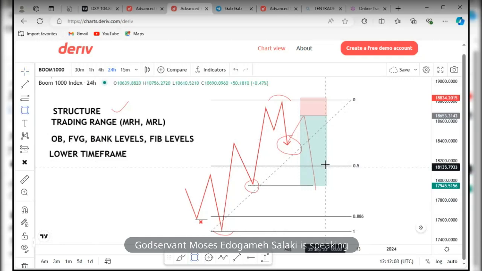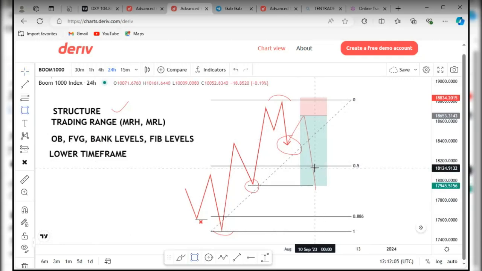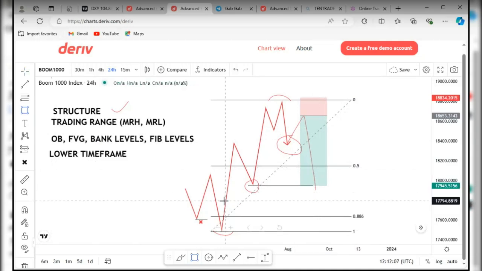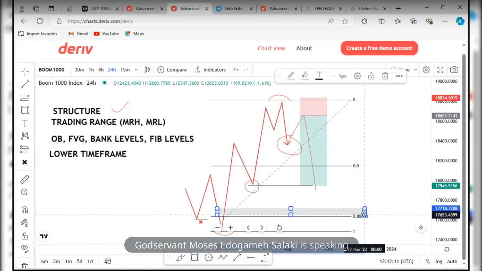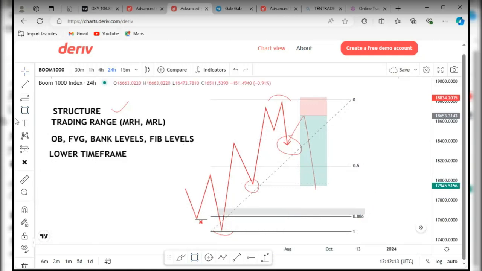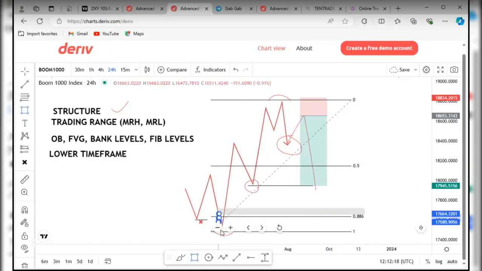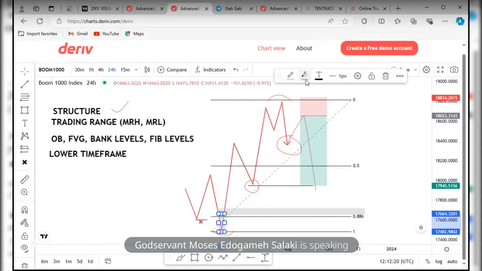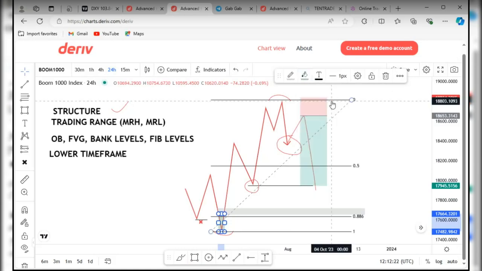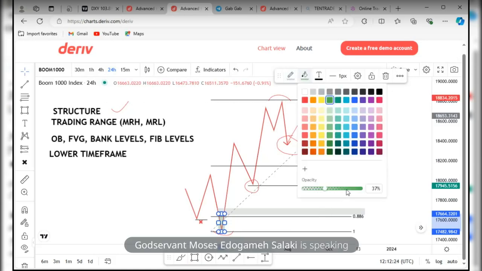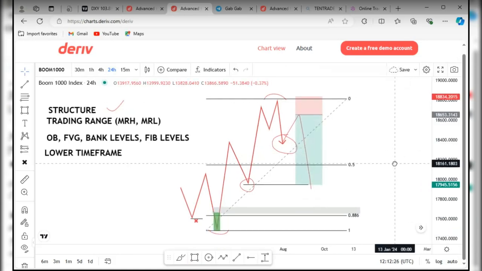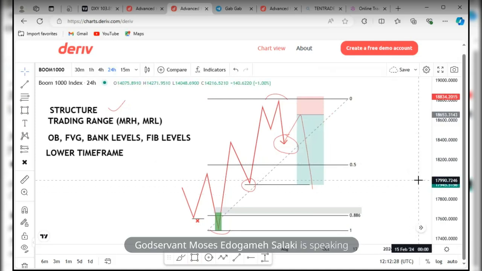Your bank level is any place below the 50%. So I'll be looking at maybe somewhere around here, 786, 886 sweep levels, and then just different zones. Or I'll be looking at this order block here for my buying opportunities. Okay, this is what I'll be looking at. Price should come to any of these zones.